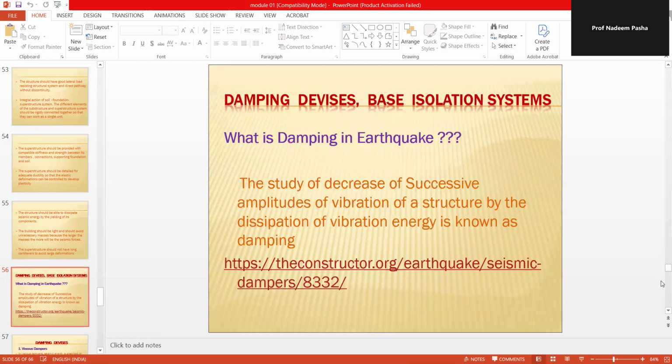So what is damping in an earthquake? The study of decrease of successive amplitudes of vibration of a structure by the dissipation of vibration energy is known as damping. So how are we defining damping? The study of decrease of successive amplitudes of vibration of a structure by the dissipation of vibration energy is known as damping.